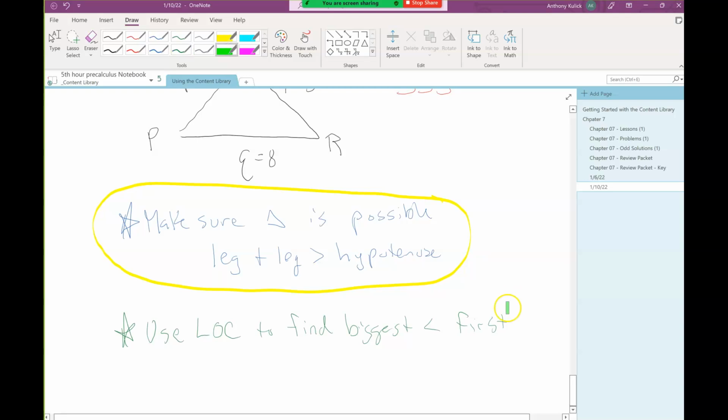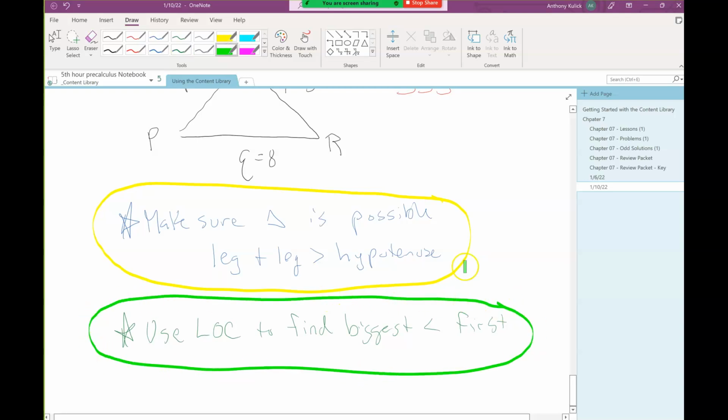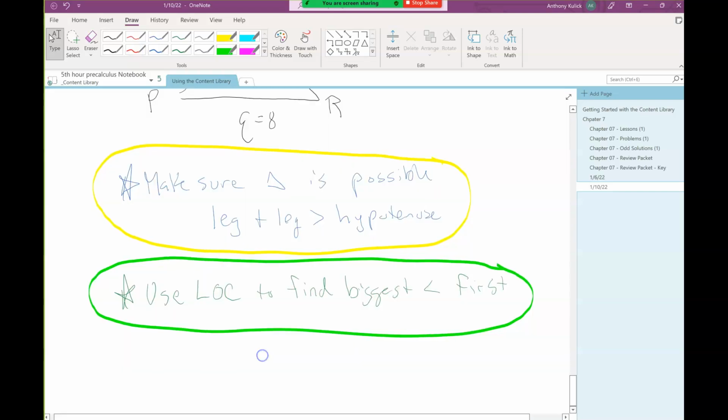Again, I'll make a note of what we did. Okay, so I have R squared is equal to P squared plus Q squared minus 2PQ times cosine angle R.